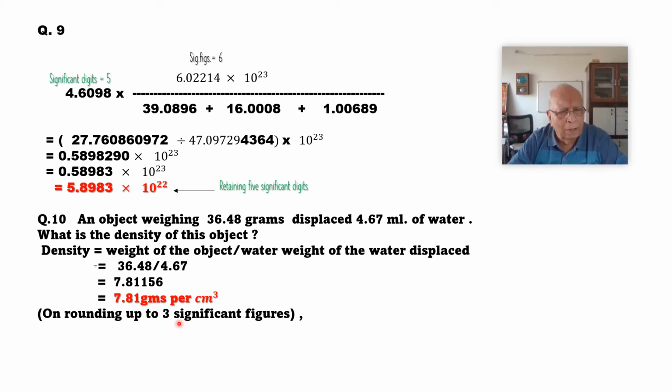Similarly, there is a simple question relating to density, determination of density, and here we put up the answer in terms of 7.81 gram per cubic centimeter. Density, mass upon volume. So weight of the water displaced is there. So that is a simple experiment.